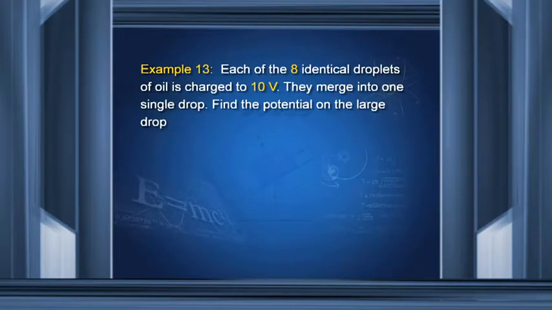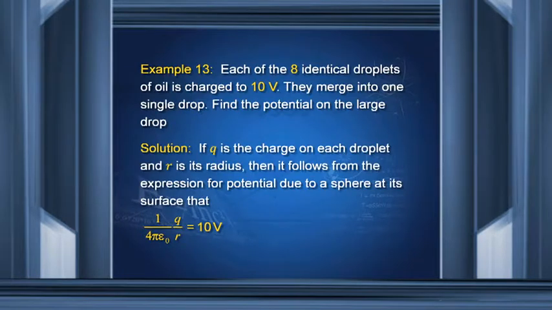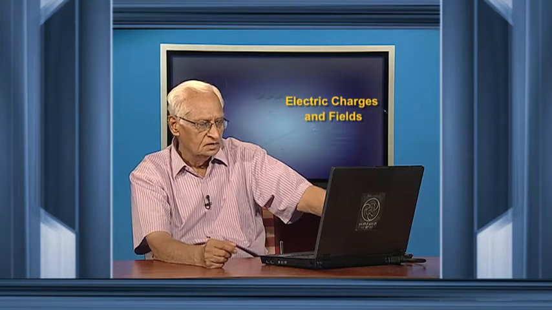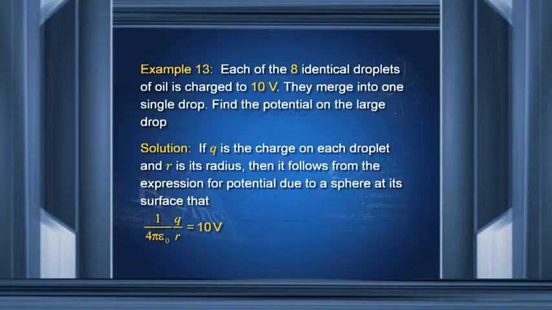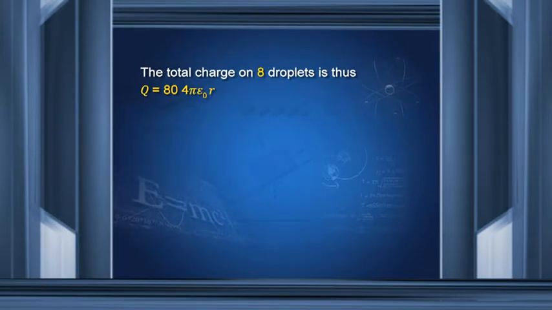The potential on the small drops is 10 volt each. So, we can find the charge on each small droplet. 1 by 4 pi epsilon 0 q by r is the potential, that is equal to 10 V, r is the radius of the small ball, and therefore, charge is 10 into 4 pi epsilon 0 times r, and for 8 it is 80 into 4 pi epsilon 0 r, that is the total charge.